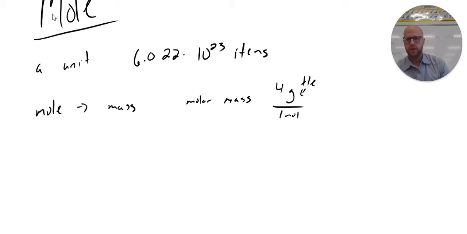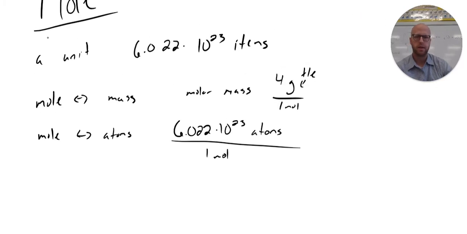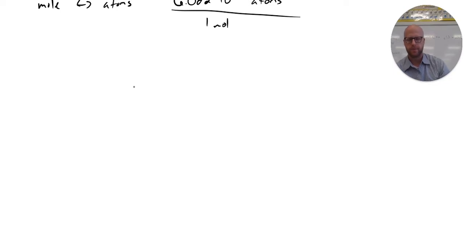And then we've also done mole to atoms, both ways. And here's where we use the 6.022 times 10 to the 23rd. In this case, it'd be atoms per 1 mole. All right, so let's do the last type of calculation that we're going to do with this. Let's go from atoms to mass or mass to atoms.